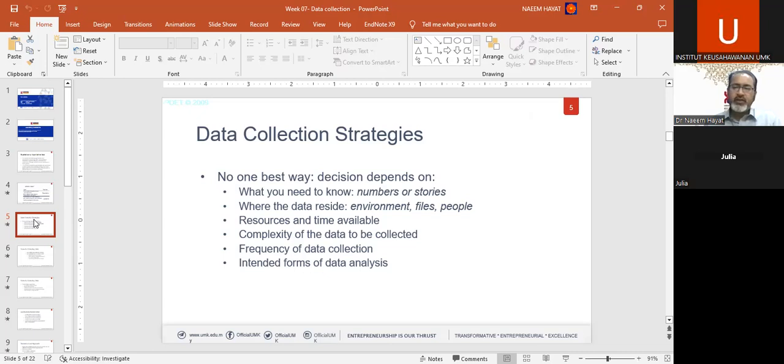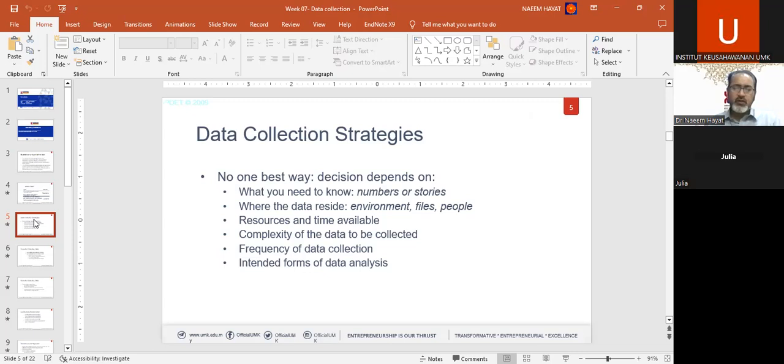Complexity of the data to be collected. Sometimes it's very complex to contact the data source or the people or the situation where the data reside. And sometimes it's very easy to collect the data. So that complexity in the data collection is actually making a way for which strategy is the more appropriate for our situation.